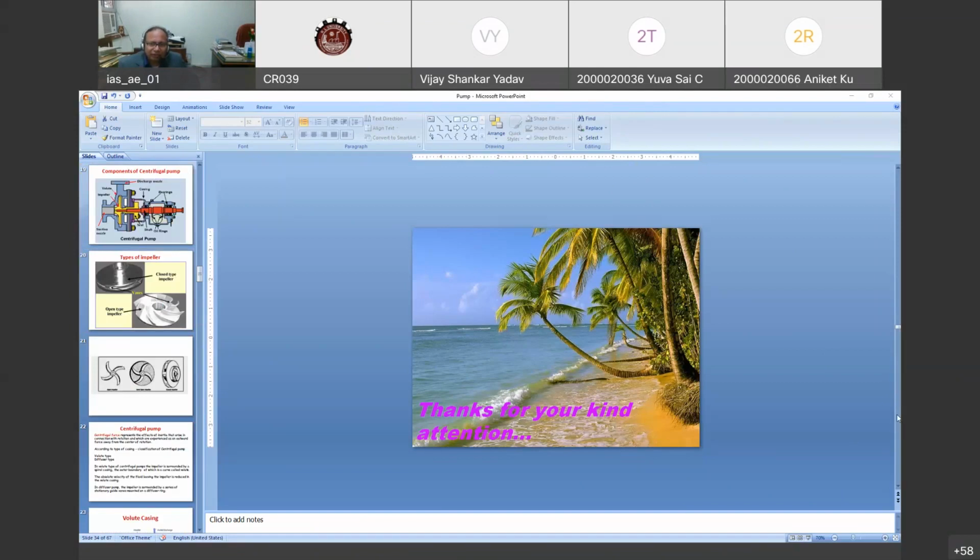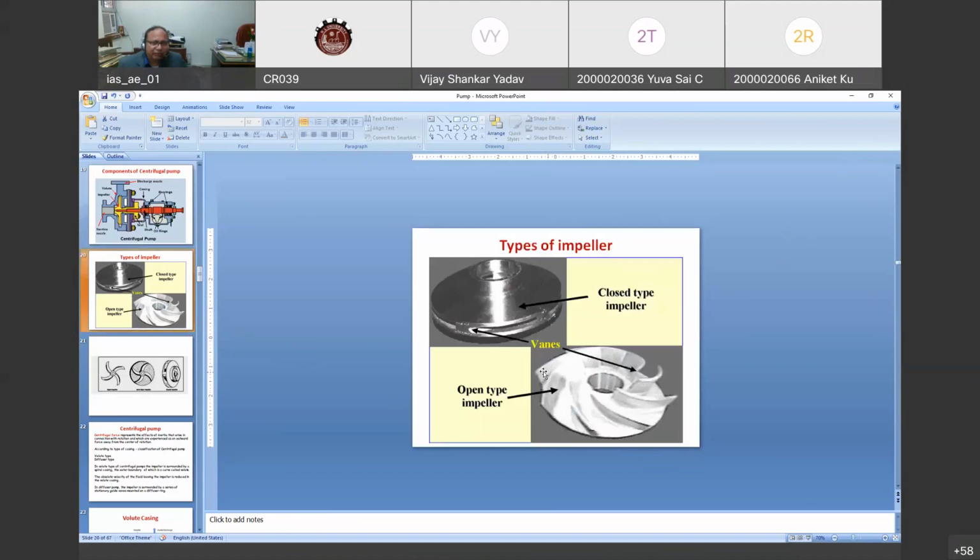What is the semi-open impeller? Is this slide visible? Actually, in impellers, there are two rows, and in between there is a space. So this is the closed impeller. And if on one side there is a boundary and the other side is open, with no closed conduit, then that is the open one.